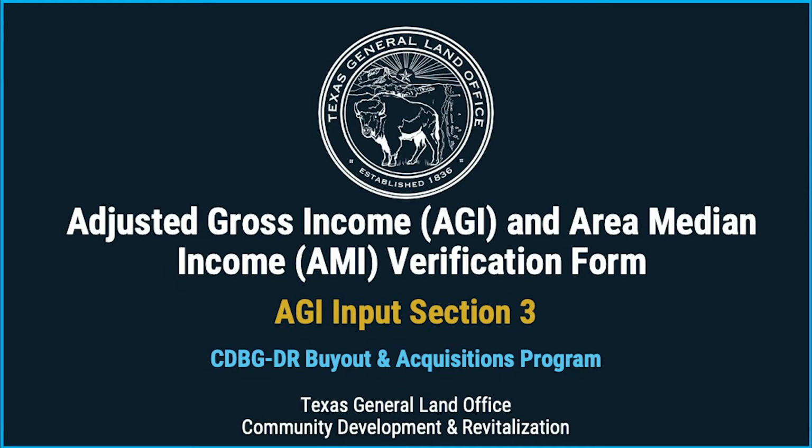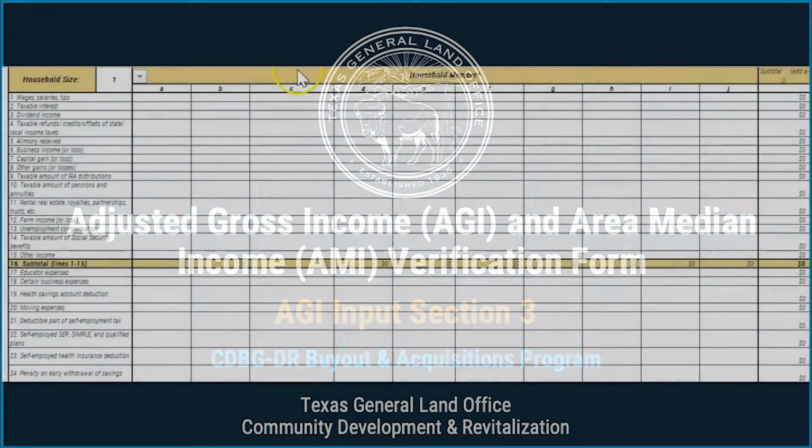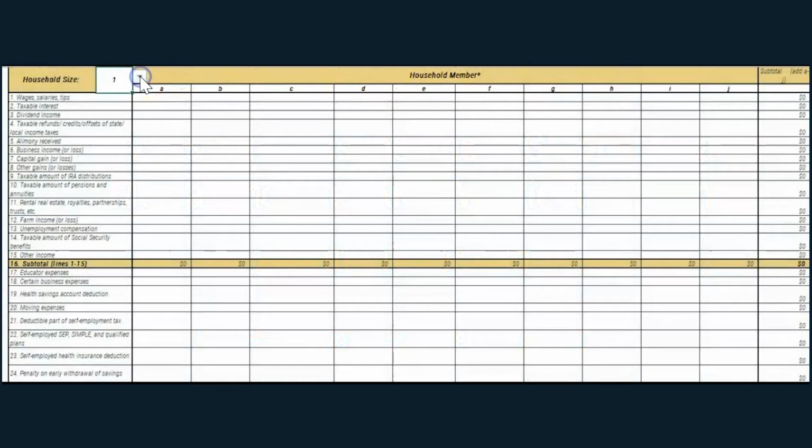Section 3 of the AGI input form is where the applicant will identify their household size and income information from the drop-down menu. First, the applicant will select the household size in the drop-down column. Note, the household size listed in the cell should match the number of household members listed in the previous section. In our video example, the household size is 4.